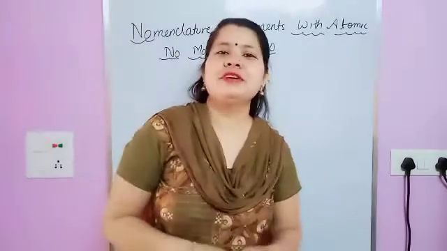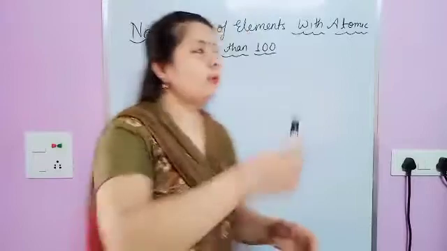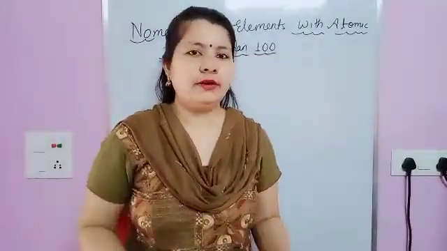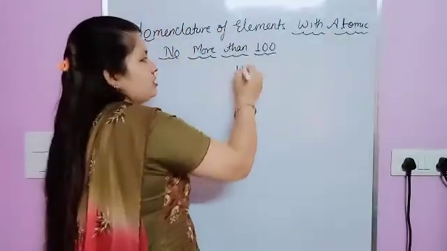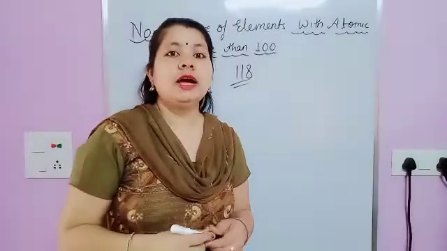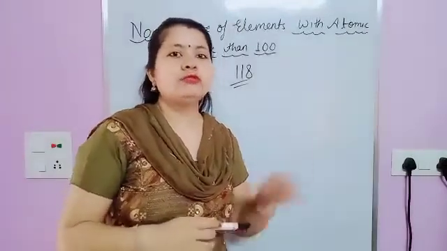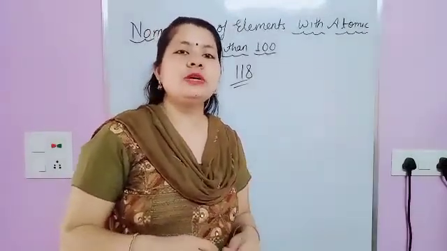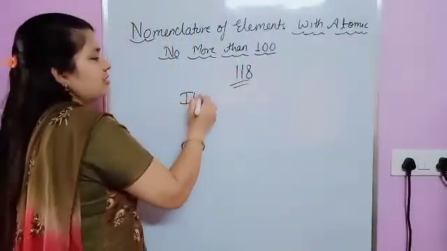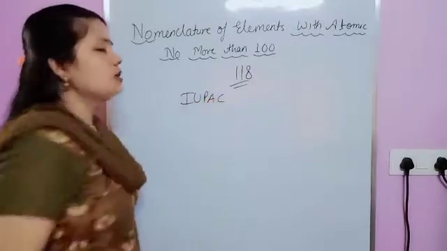Okay, good morning everyone. Today I'll explain the nomenclature of elements with atomic number more than 100. You know that we have 118 elements, and today I'll explain the names of these elements. Actually, it's the IUPAC name. Do you know the full form of IUPAC? This is the IUPAC nomenclature.